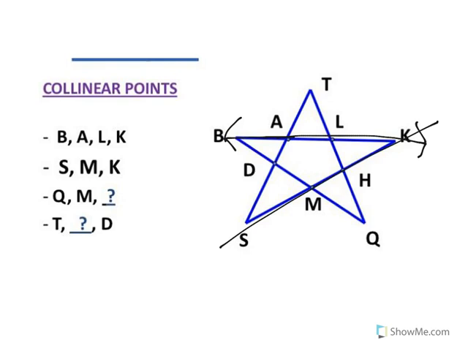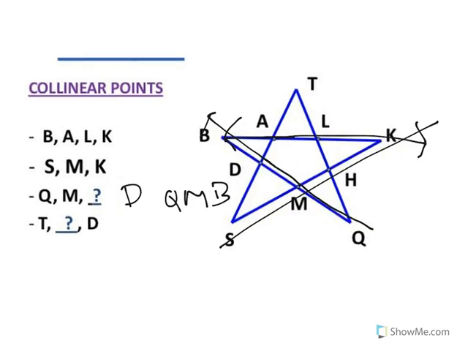Then I need you to fill in the next line. So we have Q, M. Your answer could be D or Q, M, and B. Right, and the next one, T, question mark, D. So you start from T, and you would go to D. So then this would be A. So then D, T, A, D.